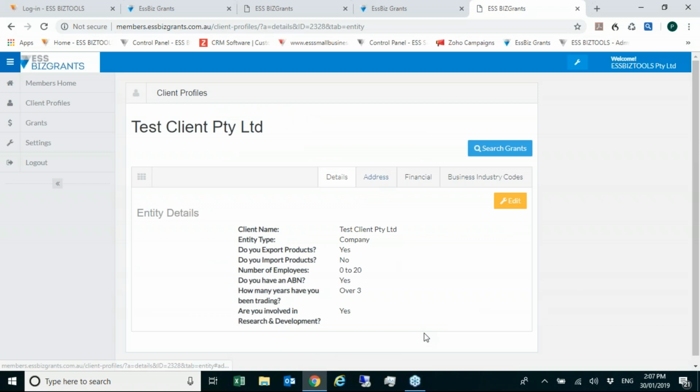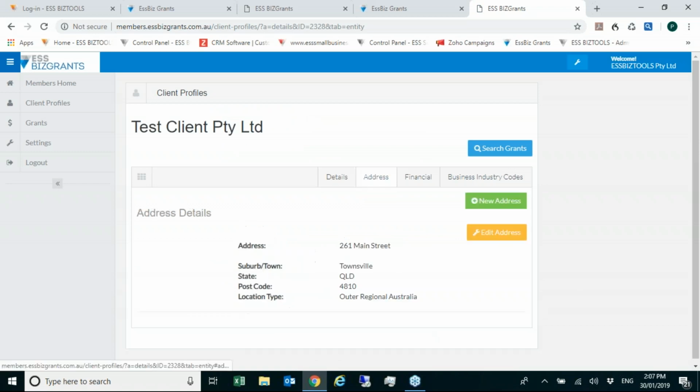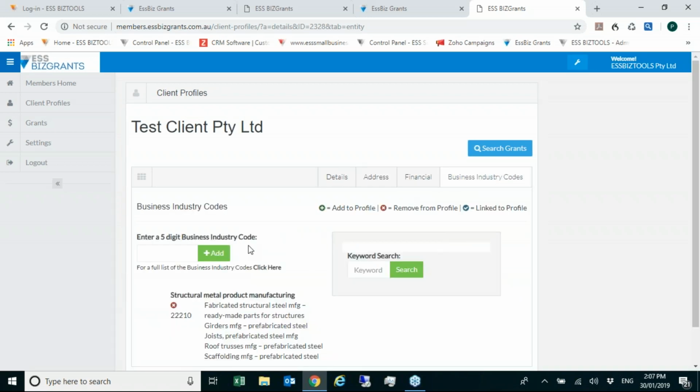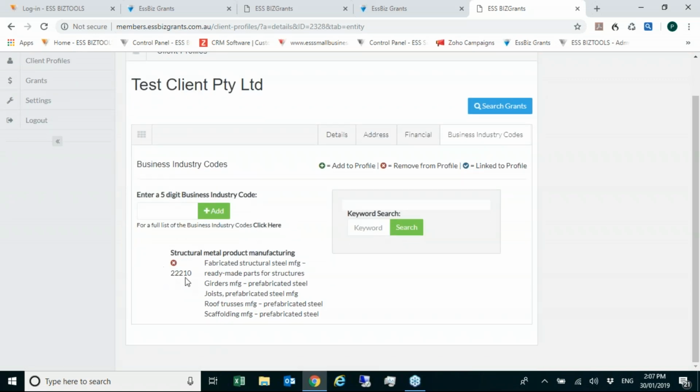We then go to address, and the key thing here is the postcode. The postcode then calculates what the region is, and this one's out of regional Australia. That just repeats the financial. The business industry code is normally what's been shown on the tax return for the business, but no government department ever checks that. They're not worried about that.